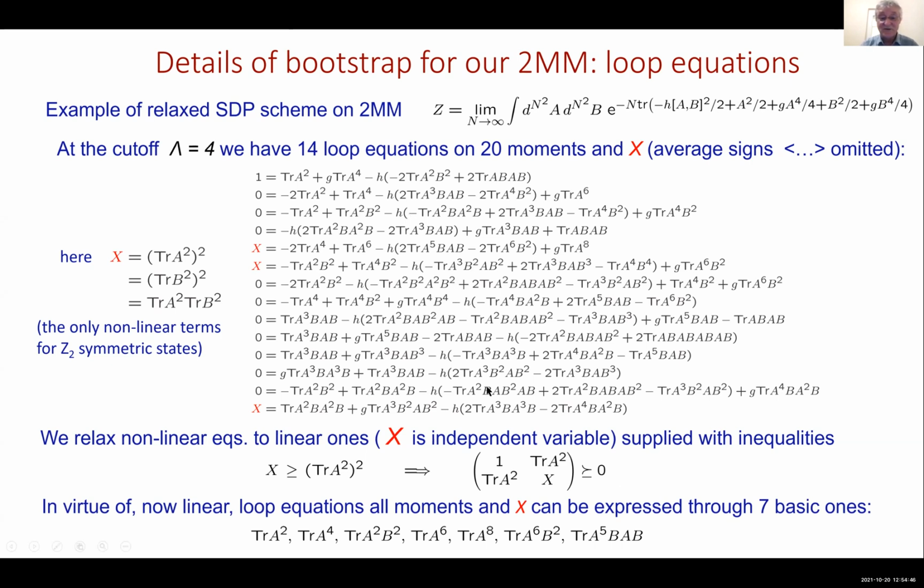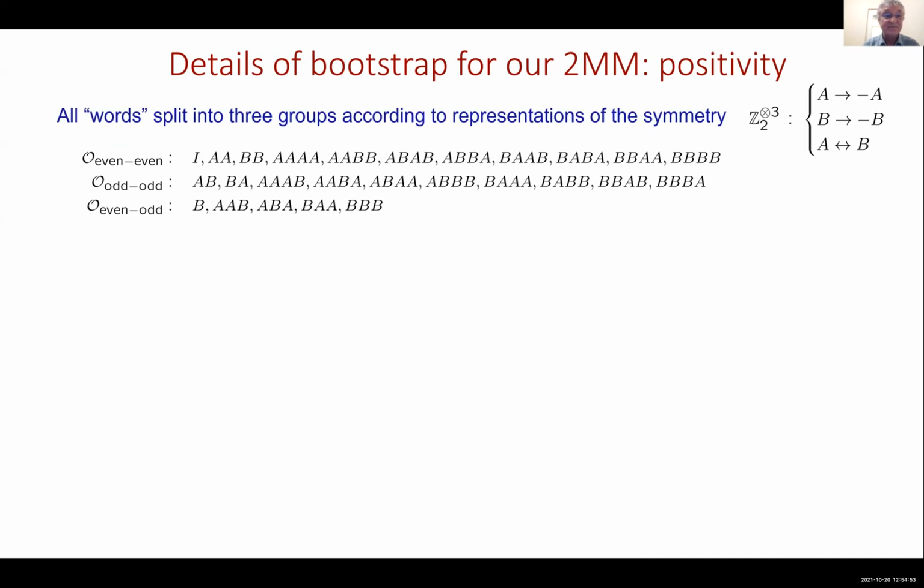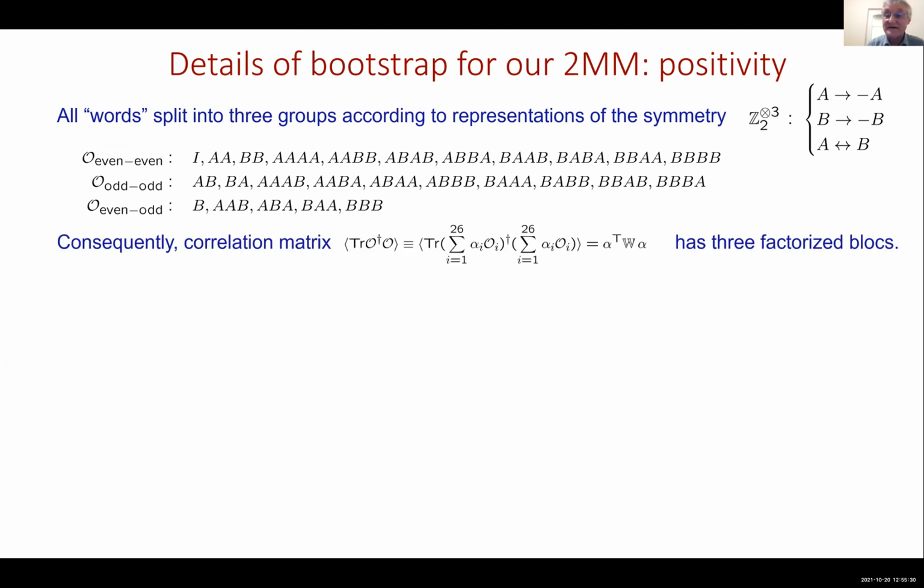So you use all the information from these loop equations and you plug all this into the relaxation matrix. And what is the relaxation matrix? You construct it from all words, and actually you have various sectors in this relaxation: even words, where only even powers of A and B enter, odd, and even-odd, respectively. And you have the symmetry in the problem. Then for symmetric states, the correlation matrix factorizes into 3 such blocks: even, odd, and even-odd. Here I wrote the relaxation matrix.